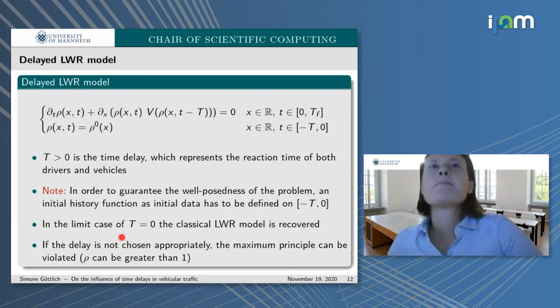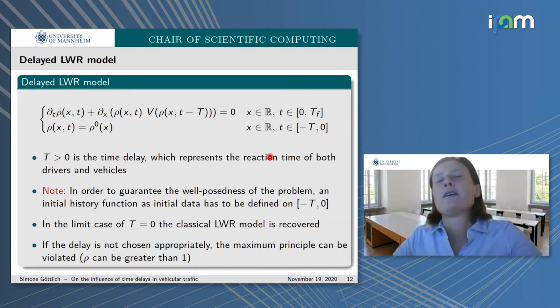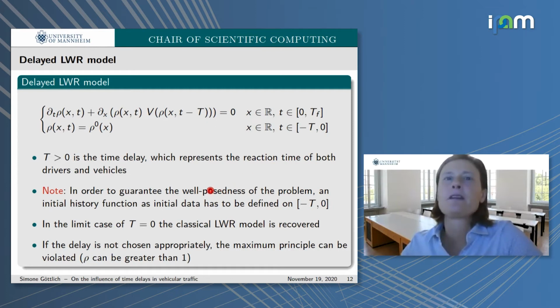All right. So for the delayed model, we have the following. We have seen that the delay is now inside the flux function, and we also have to prescribe some initial data, which is, as you can see here, defined on the interval from -T to 0, meaning that we need something like a history for the right initial values. This is due to the delay we have included. And this is why I put here that the well-posedness of the problem needs some initial history function.